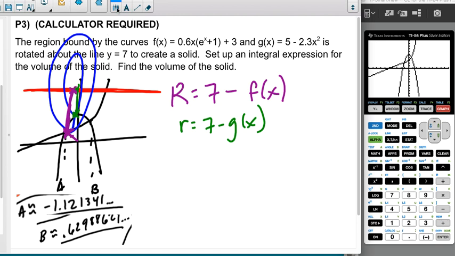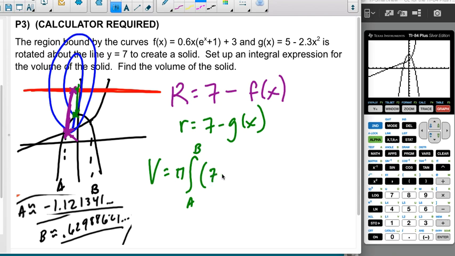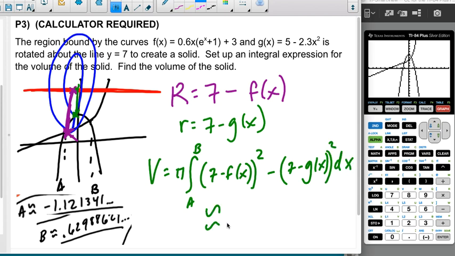I'm being a little bit lazy. So I know that the volume is going to be pi, the integral from A to B, right? And then my big R is the 7 minus f of x. So I'm going to get 7 minus f of x, quantity squared, minus 7 minus g of x, quantity squared, with respect to x. And then my job is just to type it in.